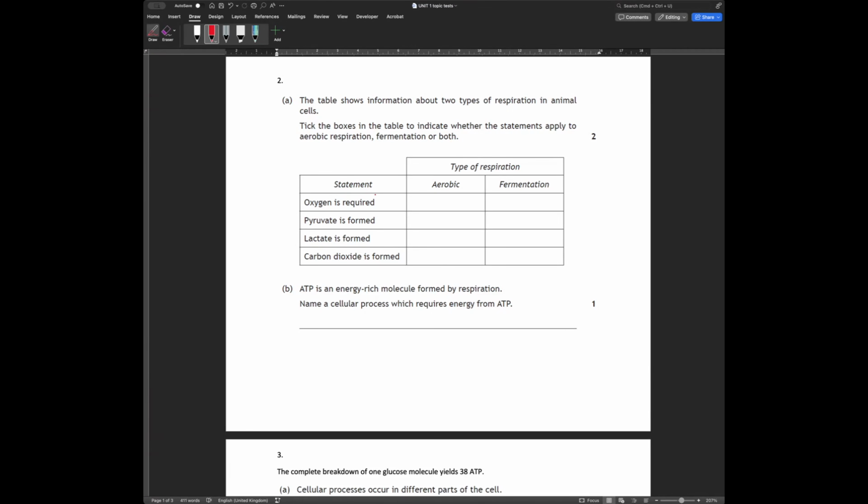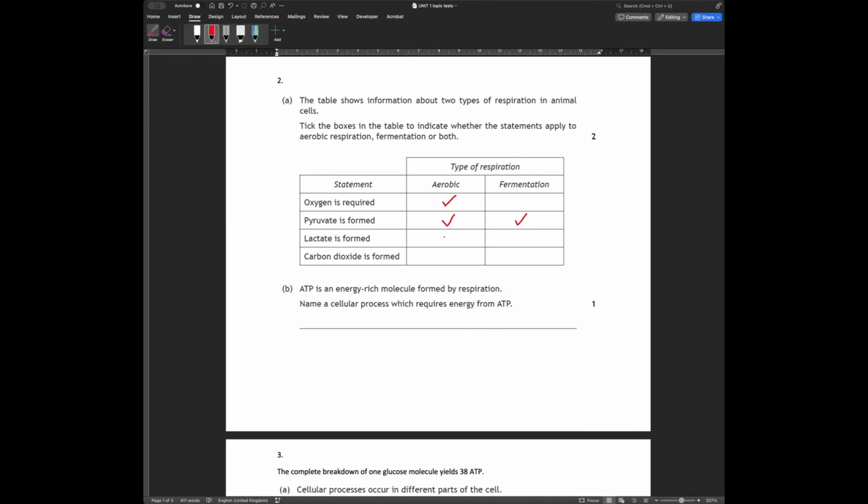Okay, so oxygen is required. Well, that is definitely aerobic, but it's not fermentation. Fermentation is the absence of oxygen, so we do not need that for that one. Pyruvate is formed. Well, yes, aerobic respiration, glucose to pyruvate, which then is converted into carbon dioxide, water, and a large number of ATP. With fermentation, again, pyruvate is formed, and the pyruvate becomes other things like lactate or carbon dioxide and ethanol, depending on the organism.